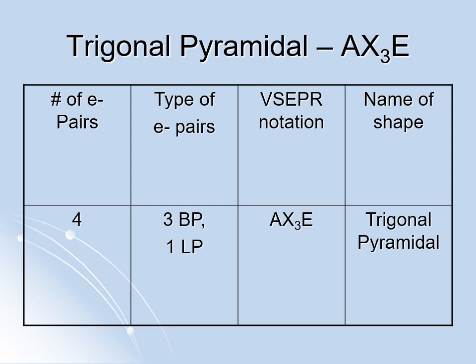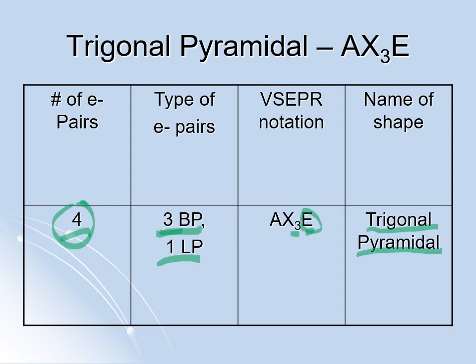All right, trigonal pyramidal. So this one here, we have 4 valence pairs. 3 are bonded and 1 is lone. So we end up with AX3 with 1E. And this one forms a trigonal pyramidal. Just remember, we only have 3 bonds to work with. It's not going to be planar anymore, so it's not trigonal planar because of the lone pair.